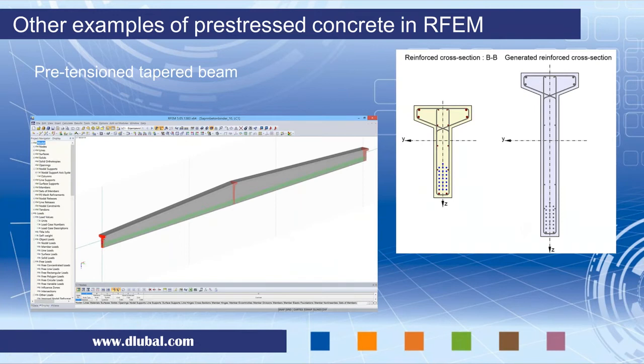The last example which I would like to show is the post-tensioned tapered beam. You can see the longitudinal view, and also in RF-TENDON Design the reinforced cross-section above the support and the generated reinforced cross-section at the position at which we wanted to make the design. So in fact, if you use the templates of the reinforcement, then the reinforcement is adapted automatically along the length based on the calculated depth of the cross-section.